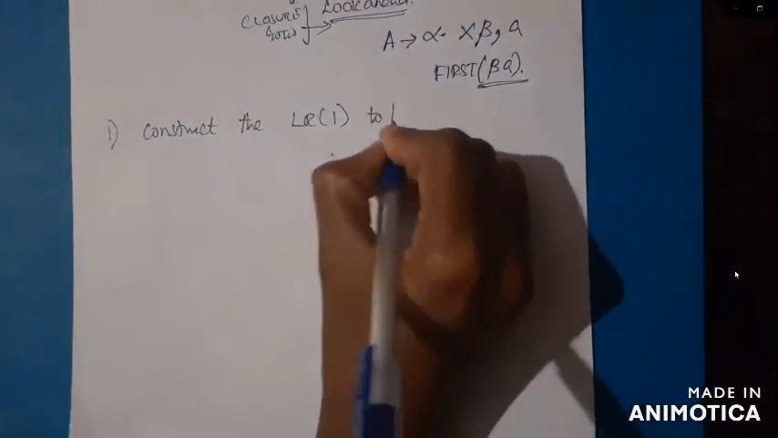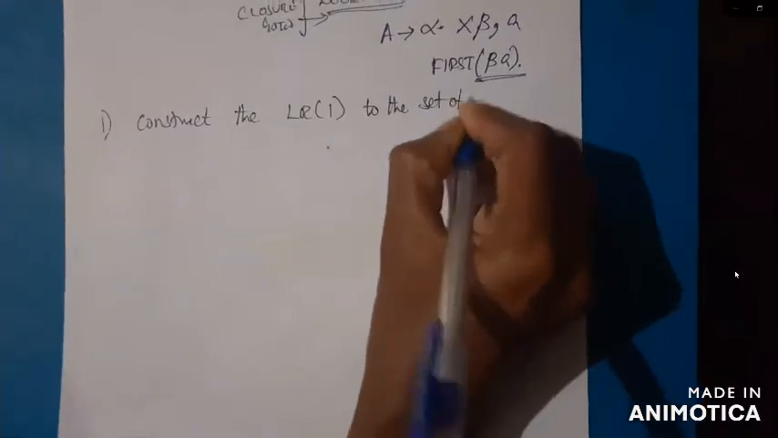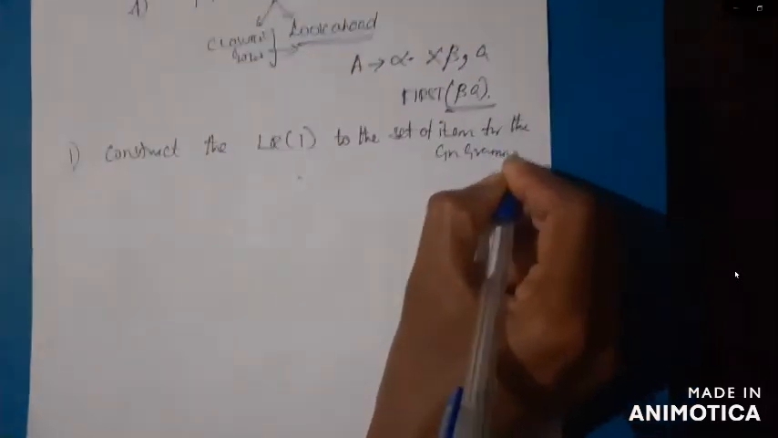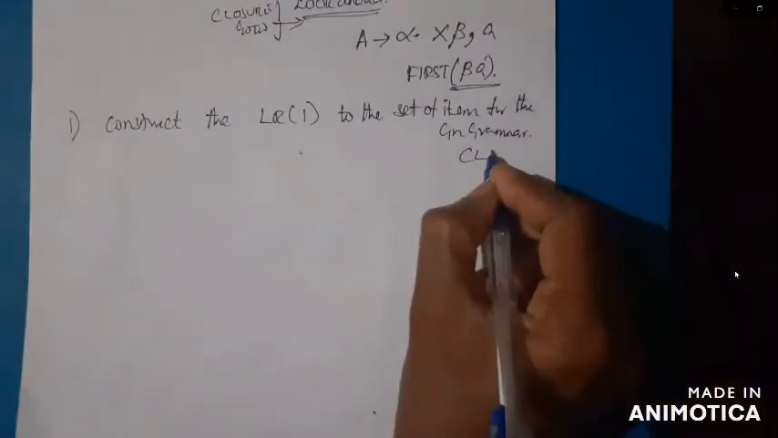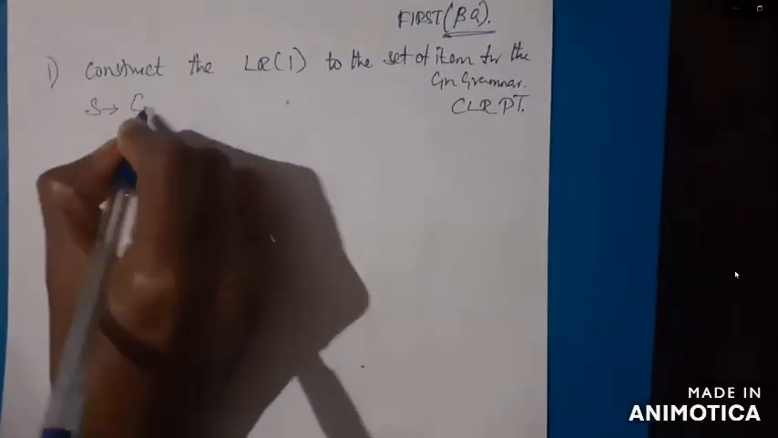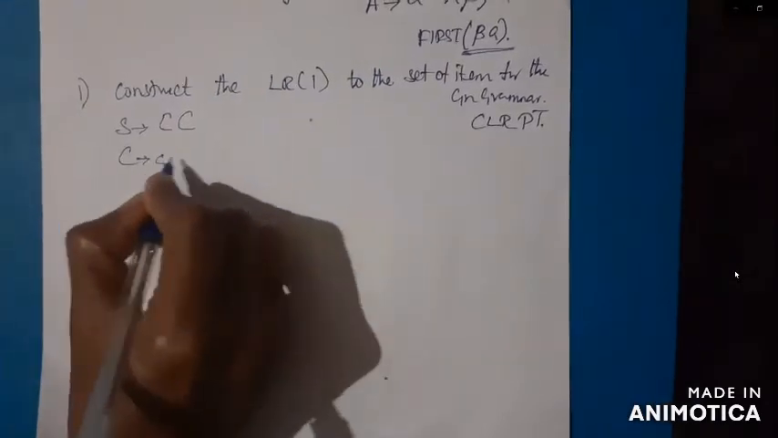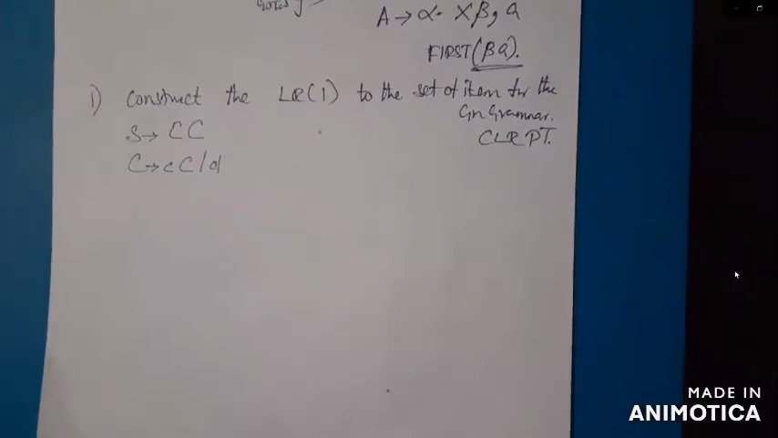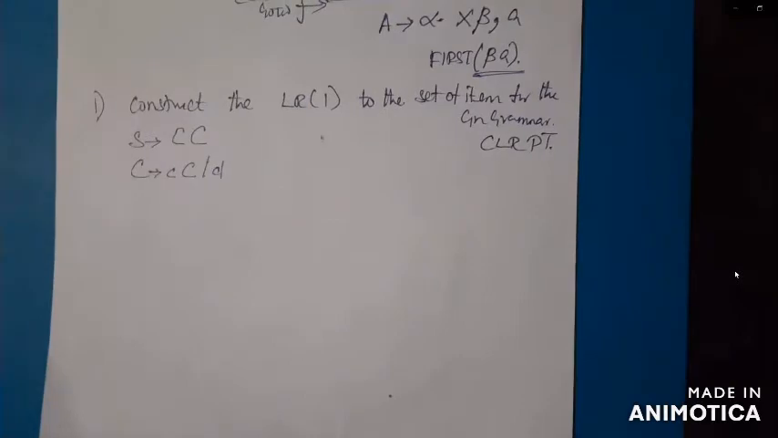What is the problem? Construct the LR(1) set of items for the given grammar, to construct the CLR parsing table. The grammar is: S tends to CC, C tends to small c capital C, or D. This is the problem. So how do we do the given problem?